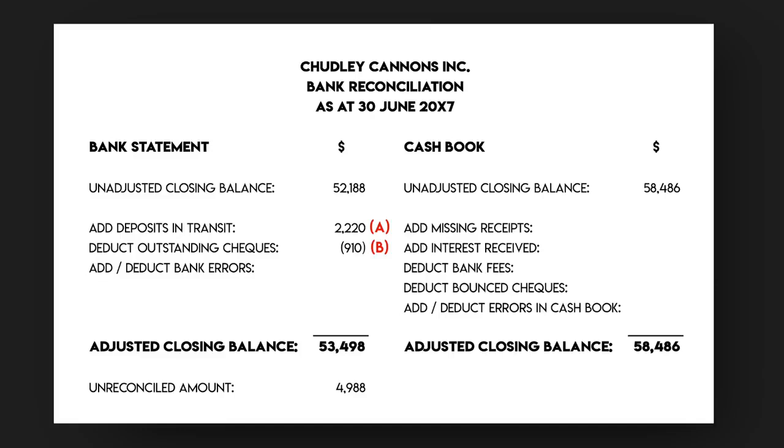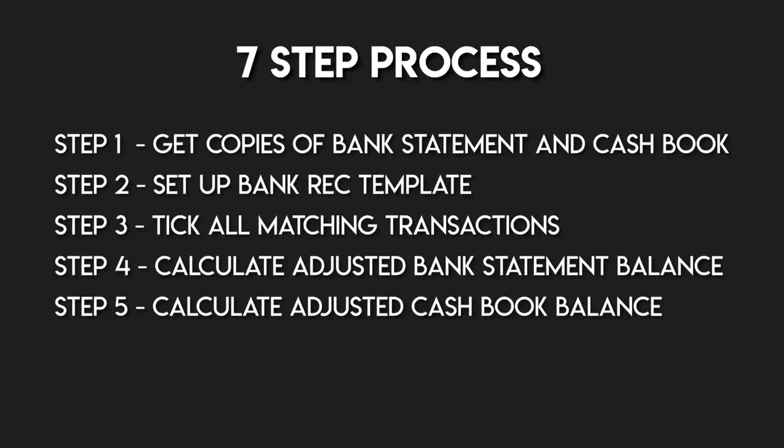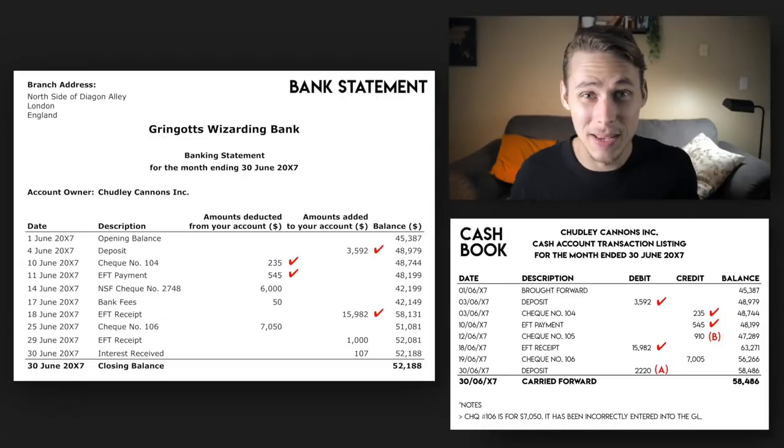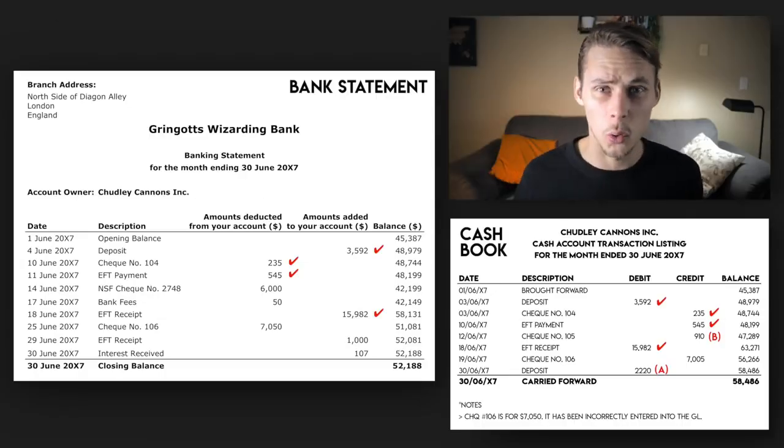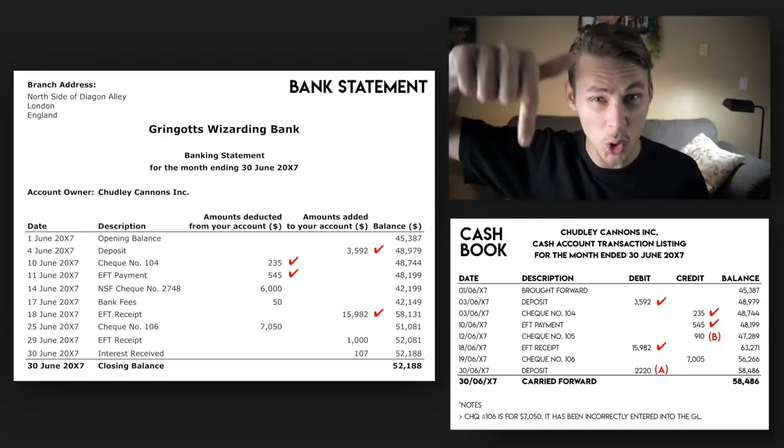Now that we've worked out the adjusted closing bank balance, we should be feeling pretty confident that we've worked out the true cash balance of the business. $53,498. That's the cash balance after all outstanding checks and deposits have cleared the bank. But we won't know for sure until we've finished step 5, which is where we calculate the adjusted cash book balance. That means we're on the lookout for omissions or stuff that's in here that we haven't recorded in here.